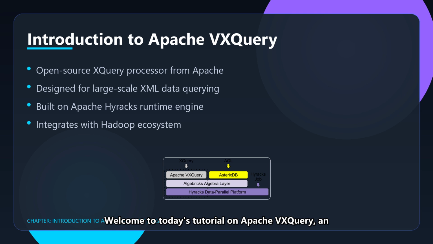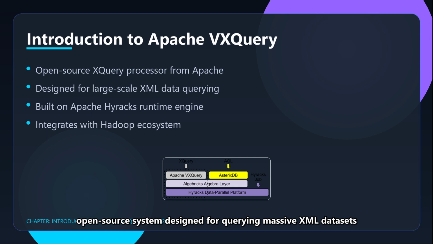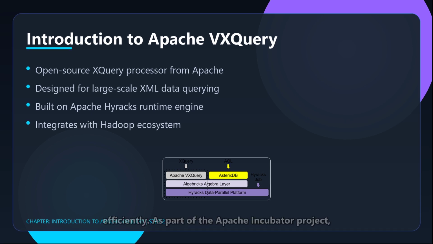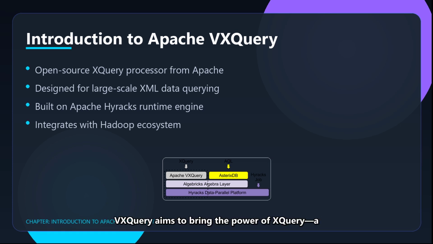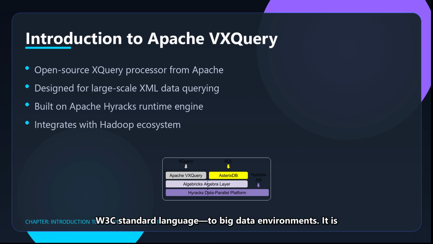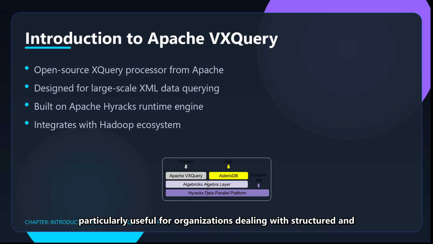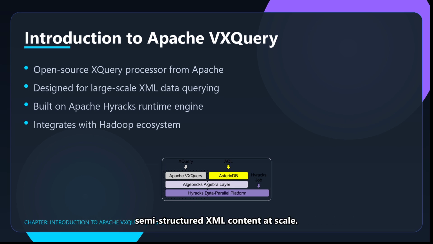Welcome to today's tutorial on Apache VXQuery, an open-source system designed for querying massive XML datasets efficiently. As part of the Apache Incubator project, VXQuery aims to bring the power of XQuery, a W3C standard language, to big data environments. It is particularly useful for organizations dealing with structured and semi-structured XML content at scale.